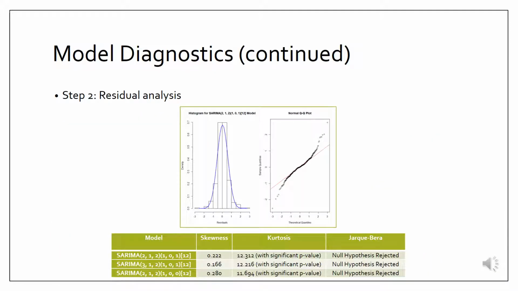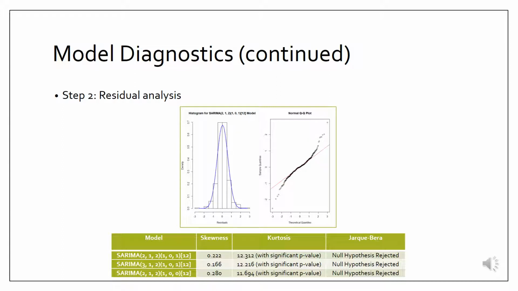Next, each model was subjected to a residual analysis. The purpose of the residual analysis was to determine whether or not the residuals of the model were independent and identically distributed, or white noise. In other words, the residual analysis lets us know that the residuals are not correlated. If the residuals are correlated, the model is unlikely to generalize well.